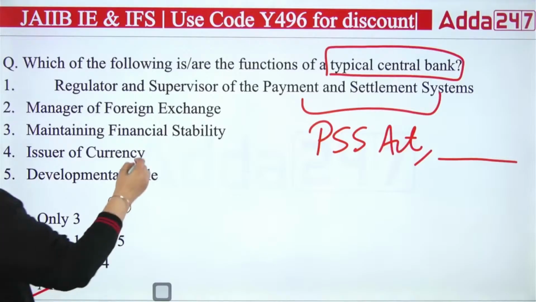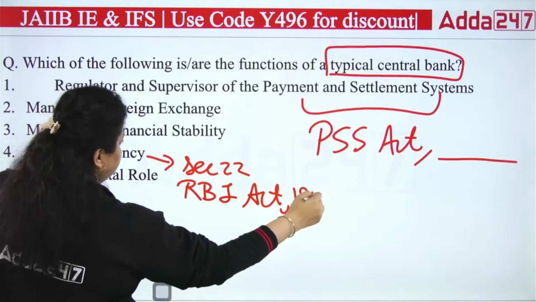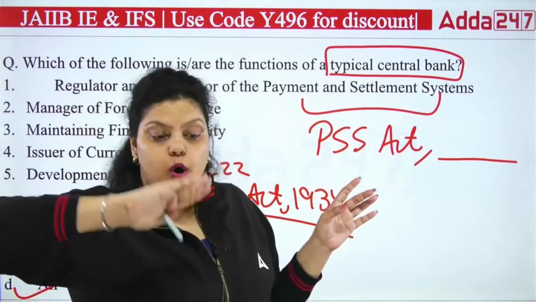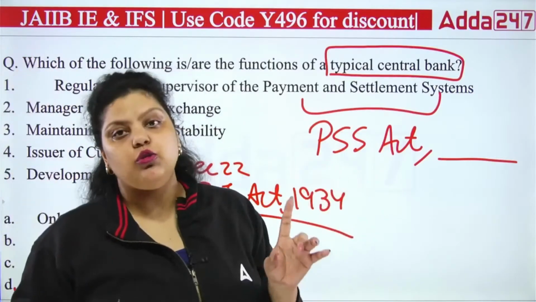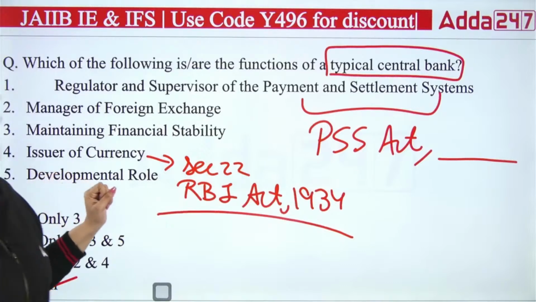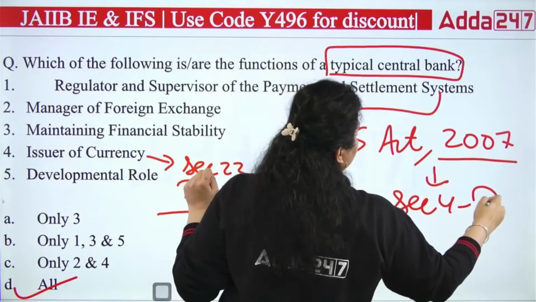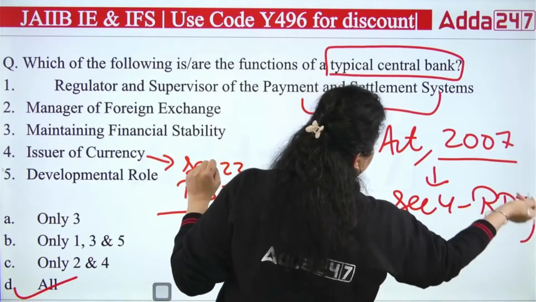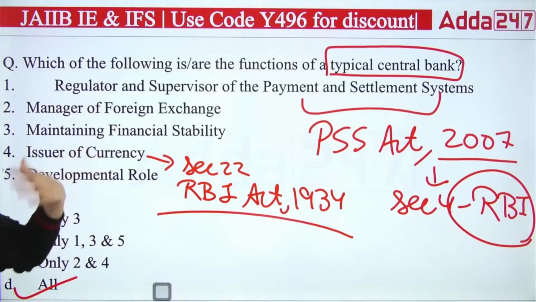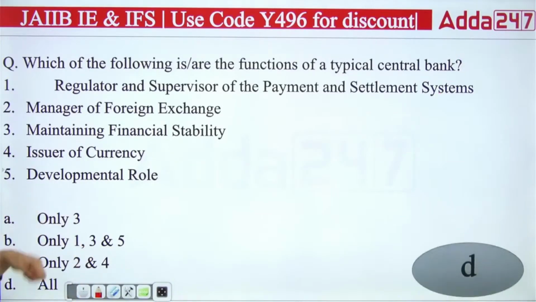Okay. Under section 22 of RBI Act 1934, RBI has sole right to print all the currencies except rupee 1. Rupee 2 and above, all currencies will be printed by RBI except 1 rupee note. 1 rupee note will be produced by Government of India. It is defined under section 22 of RBI Act. Okay, and PSS Act, very good, it came in the year 2007, and under this act section 4 says that RBI is the only authority who is authorized to regulate or supervise the payment settlement system in the country until and unless RBI allows someone else. Okay, so do remember section 22 of RBI Act and section 4 of PSS Act. Chalo, right answer is D.